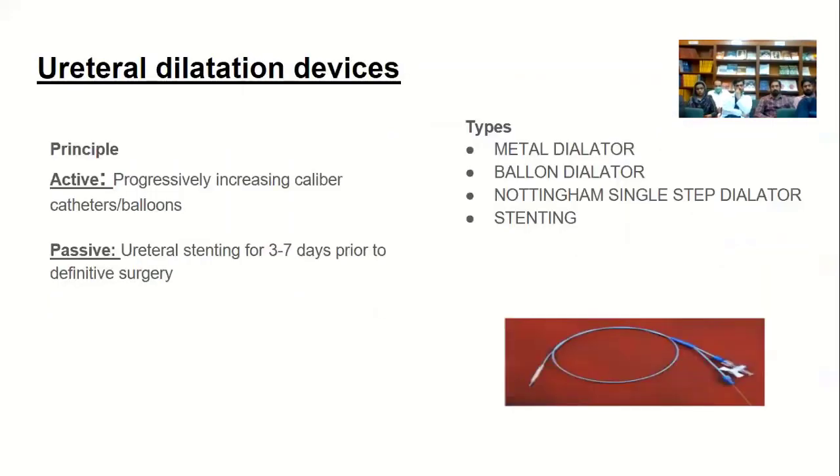Ureteral dilatation devices. Ureteral dilatation was carried out usually in the past, but now it is not used because of the small size of the scopes. There are two types of ureteral dilatation, active dilatation and passive dilatation. In active dilatation, we use either stents of increasing caliber or balloon catheters. In case of passive dilatation, stenting is performed 3 to 7 days prior to the definitive surgery. The various types of ureteral dilators are metal dilators, balloon dilators, Nottingham single-step dilators, and stenting.